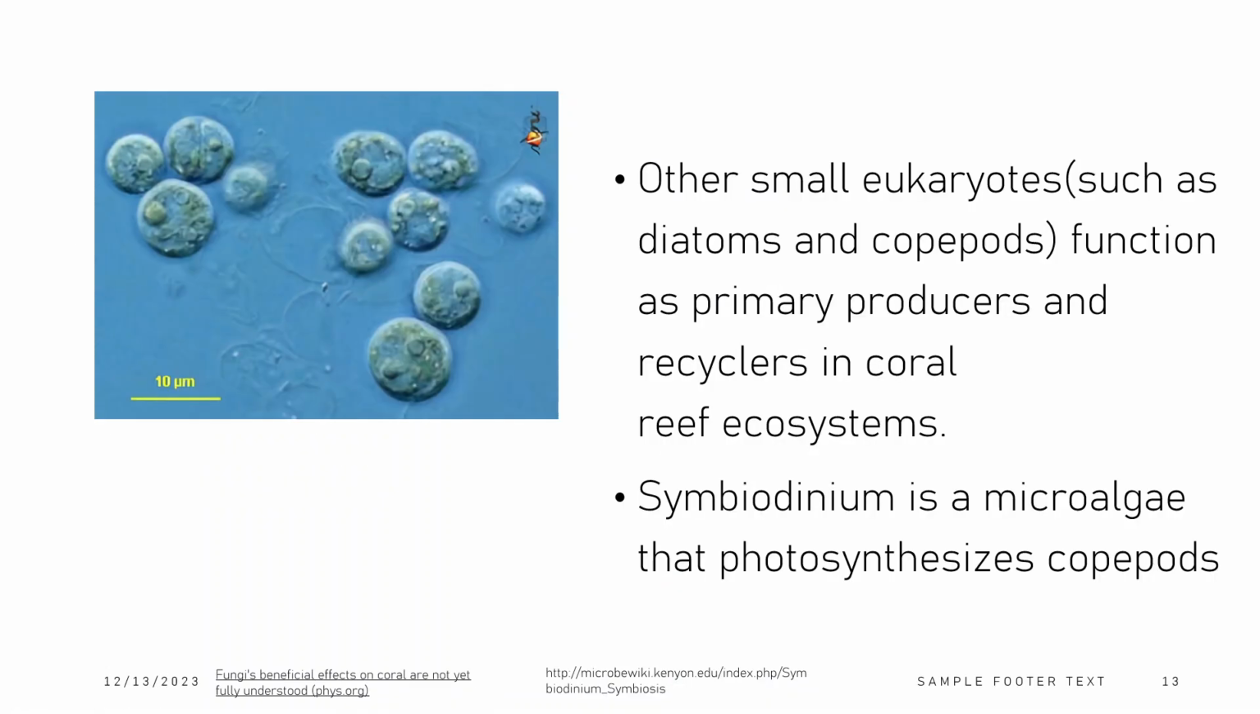Other small eukaryotes, such as diatoms and copepods, function as primary producers and recyclers in coral reef ecosystems. Symbiodinium is a microalgae that photosynthesizes copepods. And this is an example of Symbiodinium, and they're roughly 10 nanometers in size.